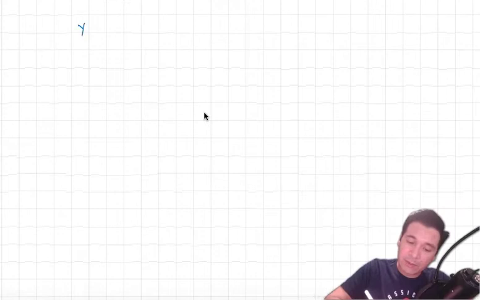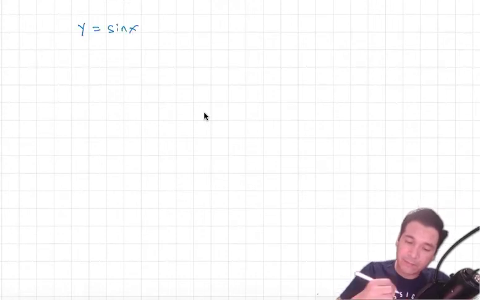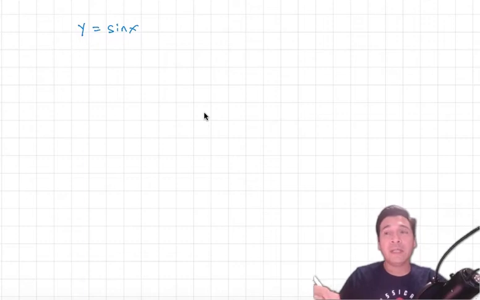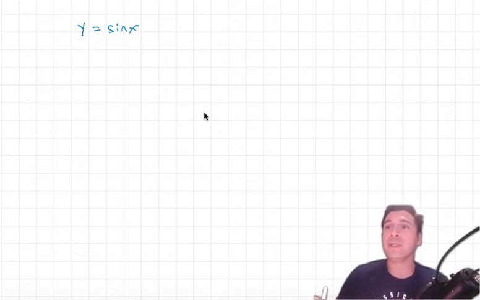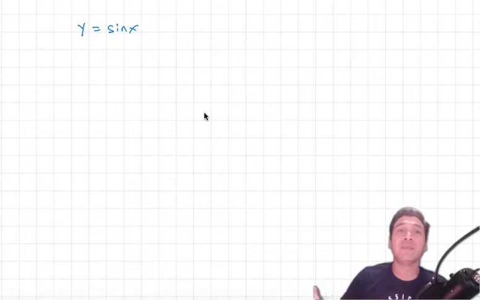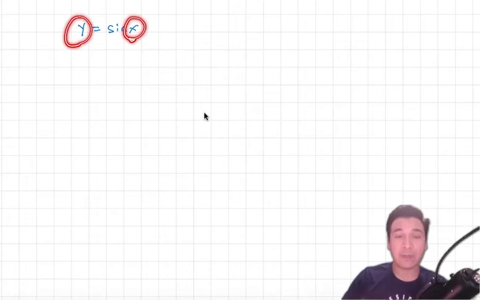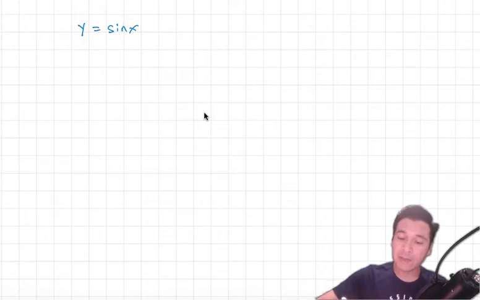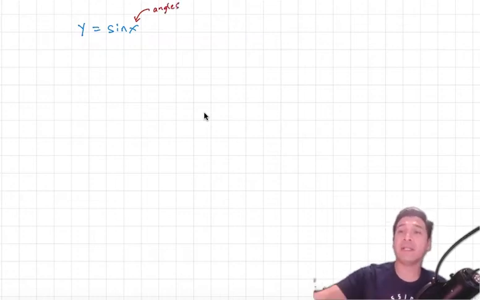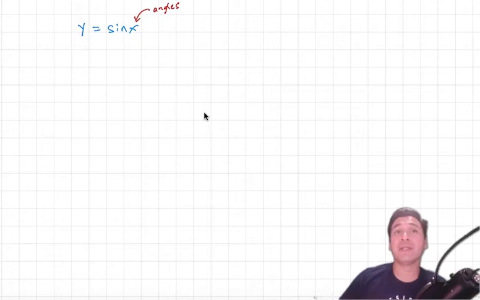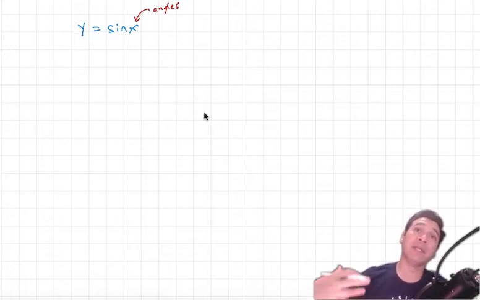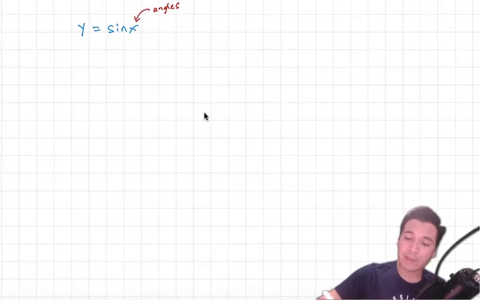Let's start with y equals sine x. And what we're going to be doing here is, once again, picking numbers for x, and then getting values for y. Now, intuitively here, the values that you're choosing for x are going to be angles. So in terms of the things that we plug into our trigonometric functions, they are the same types of quantities. So we're plugging in angles, and then the output is going to be the ratios.